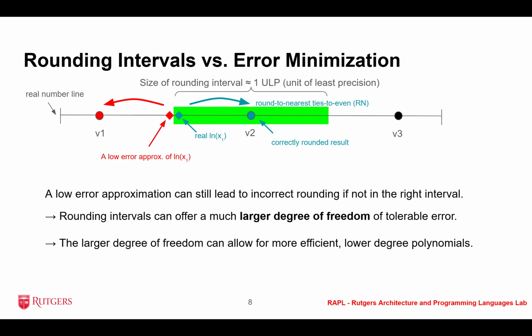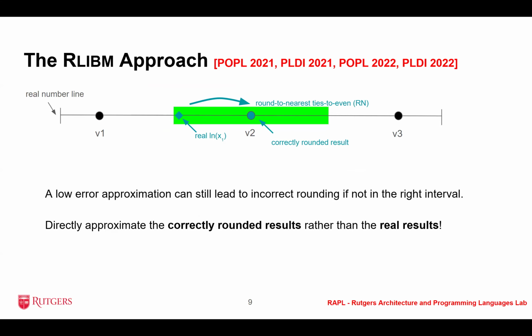Taking all of these details into account, the RLIBM project makes the following proposal. For the purposes of developing fast correctly rounded elementary functions, you should directly approximate the correctly rounded results rather than the real results, and use the rounding intervals as the degree of freedom to do so. Now you might be asking yourself, don't you need the correctly rounded results to identify the rounding intervals? And if you pull on that string, it seems like we're making the claim that to produce correctly rounded results, you need to have the correctly rounded results. So the snake is starting to eat its own tail here.